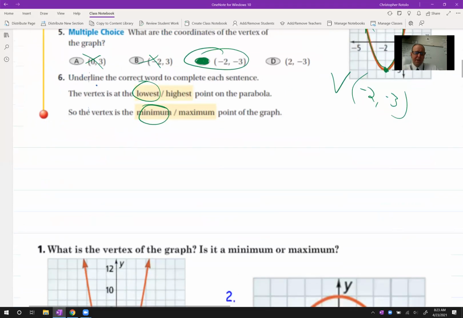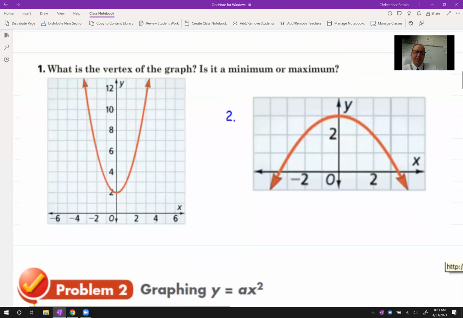All right, not too bad yet, right? What's the vertex of the graph? Is it a minimum or a maximum? All right, so the first thing I'm going to do is just find out where it is. So this is 0. So the vertex is 0, and we went up 2. And that's the very bottom of this thing. So that's a minimum value. This one here, 1, 2, 3. So this vertex is at (0, 3). And this time that's the very, very tippy top. So that's the maximum value, right? That's the highest y value that we'll ever get out of this.